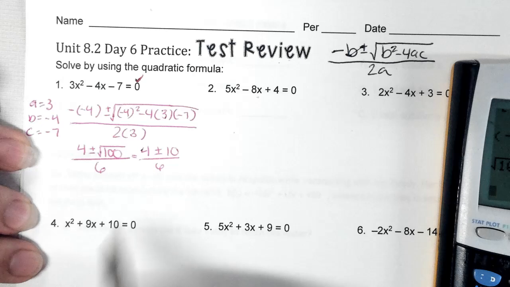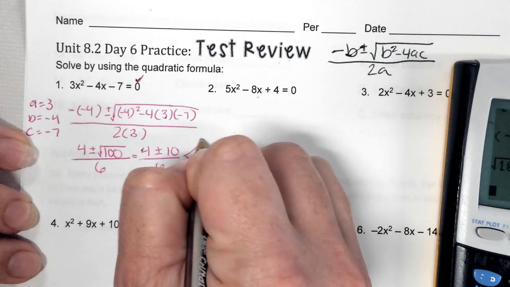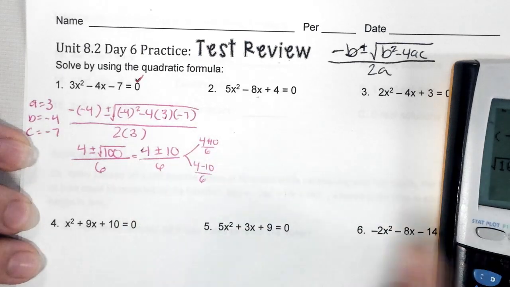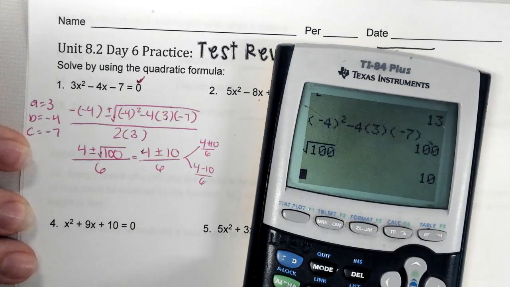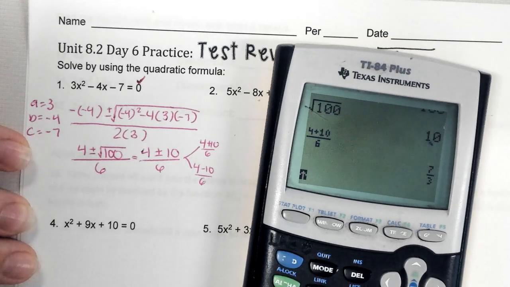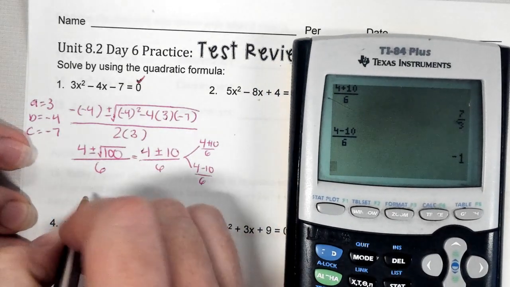There's no imaginary, there's no radical, so I can type this in my calculator. Once with a plus, 4 plus 10 over 6, and 4 minus 10 over 6. So alpha y equals enter, 4 plus 10 over 6. And then I can do second, enter, and we'll retype it and just highlight my plus and put a minus. So my answer is negative 1 and 7/3.